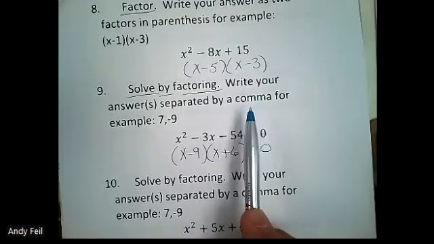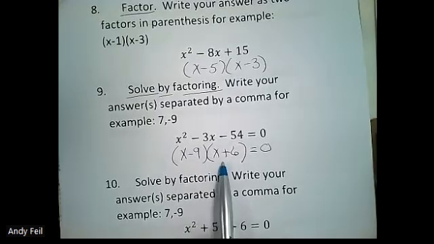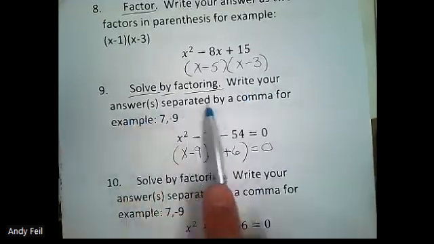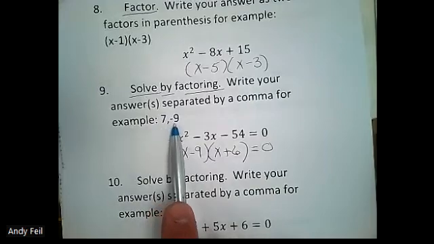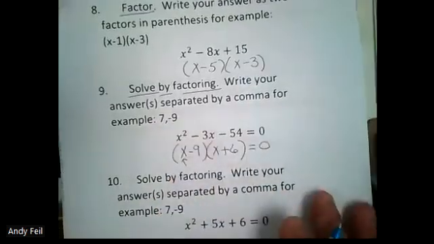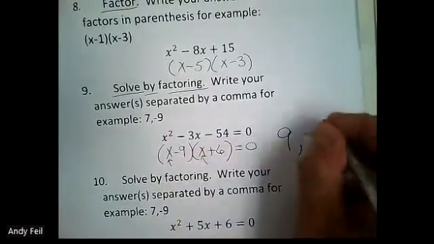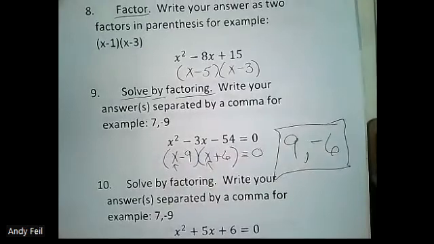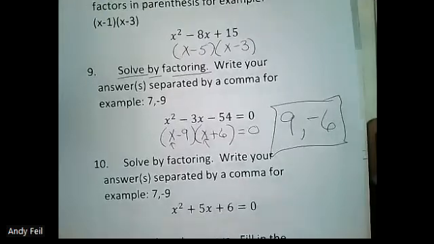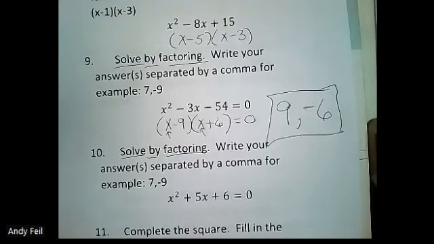Now we're going to kind of combine the last two sets of problems. Now we're going to use the zero product property to get the answers. Notice it says write your answers separated by a comma, for example, 7, 9. That means we want these two answers. What number can you plug in there? 9. And what number can you plug in there? And those are the two answers. That's what you would type in for your answer on the test. Okay? So it takes just one little step because it said solve by factoring. Now, number 10, it says the same thing, right? Solve by factoring. So first you want to factor.